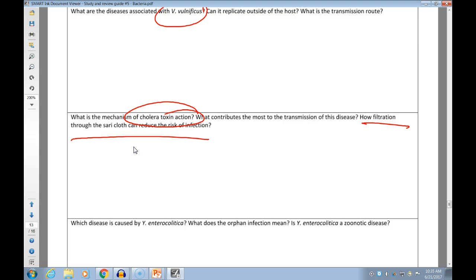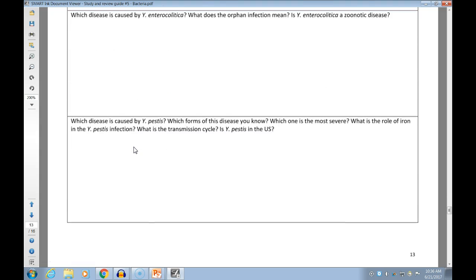Okay, Yersinia enterocolitica, it's sepsis, digestive infections. It's a zoonotic disease. It's an orphan infection because it's also often overlooked. Yersinia pestis, plague. Which forms do we know? Bubonic and pulmonary or respiratory plague. We also sometimes mention septicemic plague, which means microbe starts to replicate in the blood. You have to understand which form of disease is more deadly. It's pneumonic form.